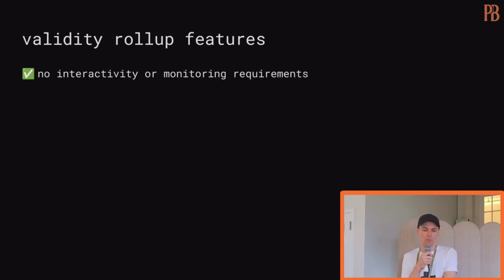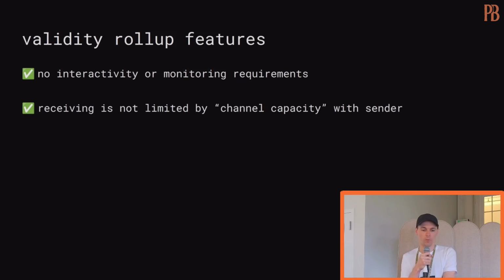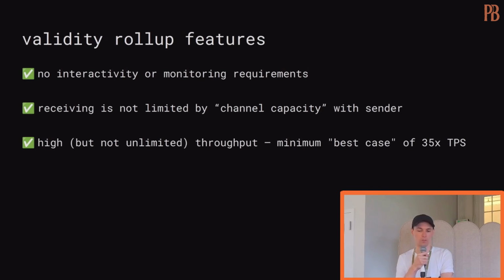So yeah, at a high level, the features that you get with a validity rollup are that there are no interactivity or monitoring requirements for users. Receiving is not limited by any kind of channel capacity with a sender. Like I said, the UX is just like any other blockchain, not a channel-based system. You have high but not unlimited throughput, and we'll get into the throughput numbers a little bit later.